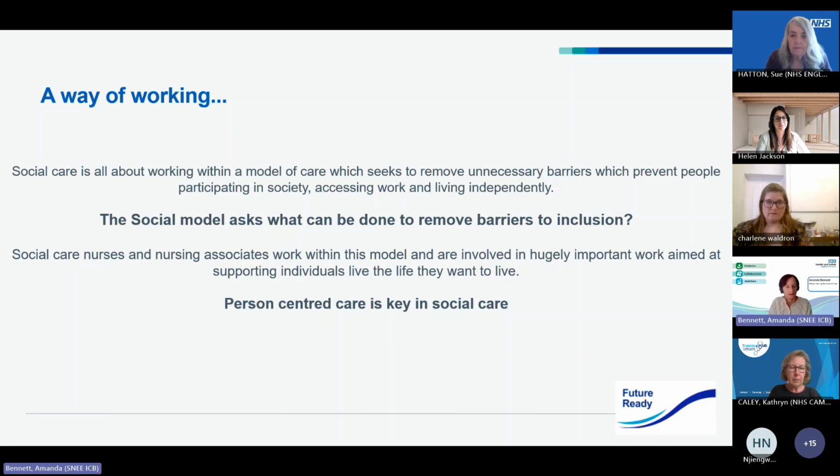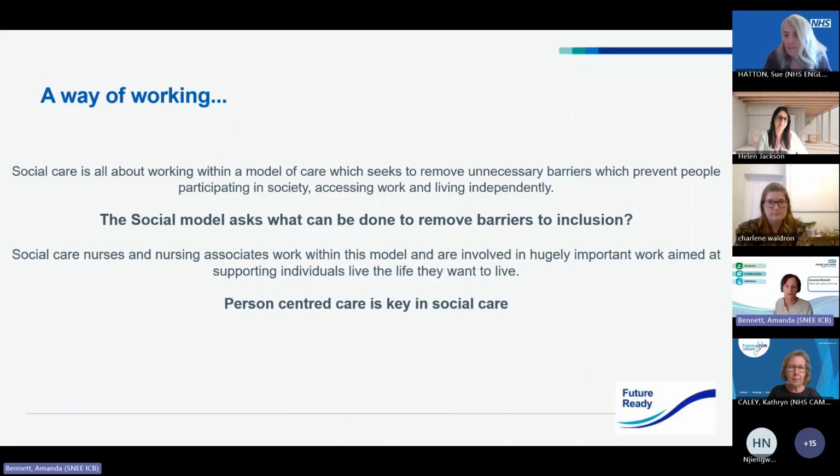Social care nurses and nursing associates work within this model, and they are involved in hugely important work, really aimed at supporting individuals to live the life that they want to live. Person-centered care, you would have heard about throughout your nurse training, but I think in social care it really comes to the forefront more than anywhere else. So it's absolutely key in social care.